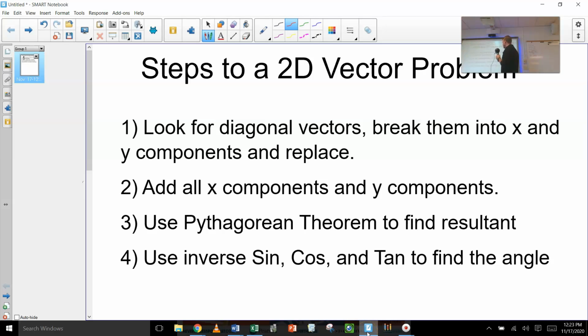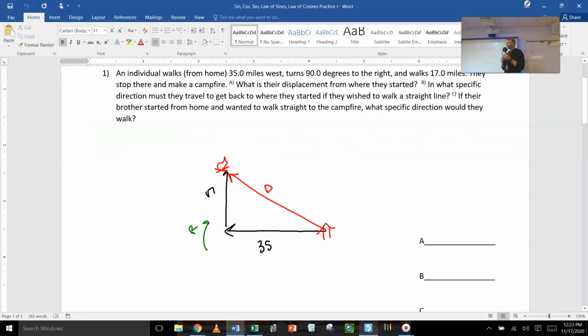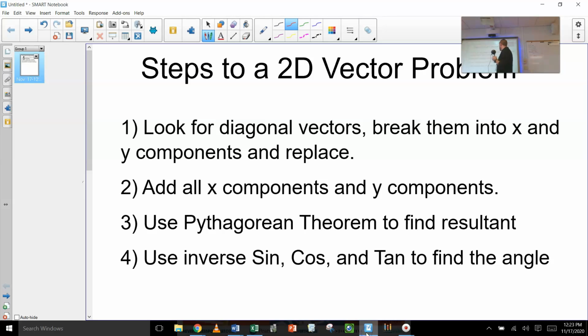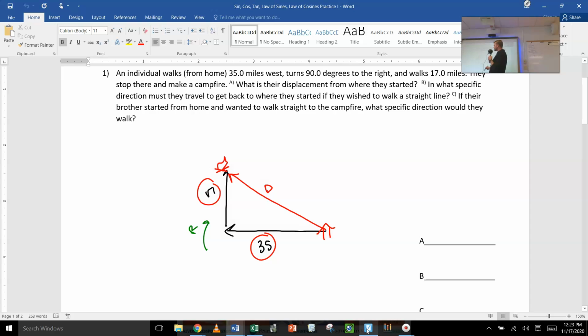Add all the x components and y components. There's only one x component, 35, and there's only one y component, 17. Pretty easy to add those together. 35, 17, there's no adding whatsoever. So, next part. Use the Pythagorean theorem to find the resultant. So we're going to go 17 squared plus 35 squared equals d squared. So using the Pythagorean theorem, d equals 38.9. I'm going to save you writing it down because I'm going to assume you can all do the Pythagorean theorem.